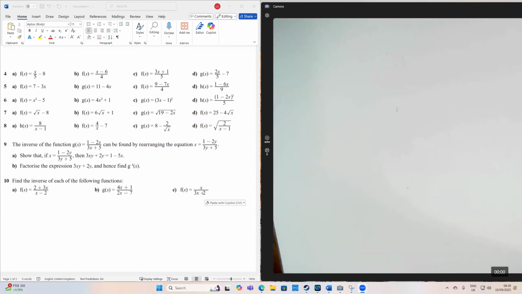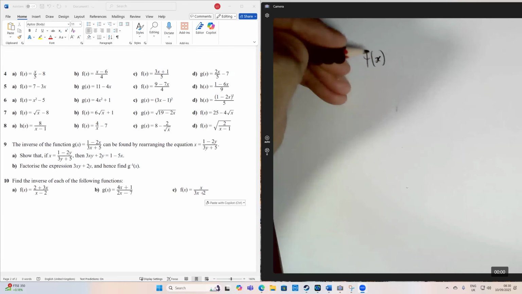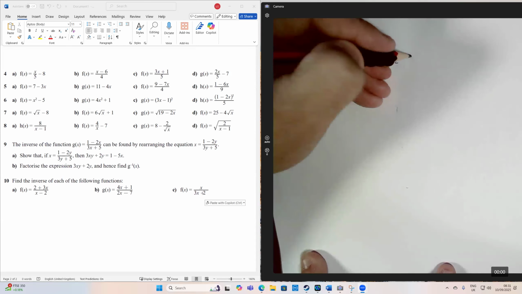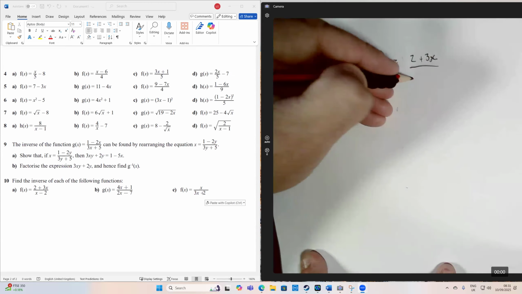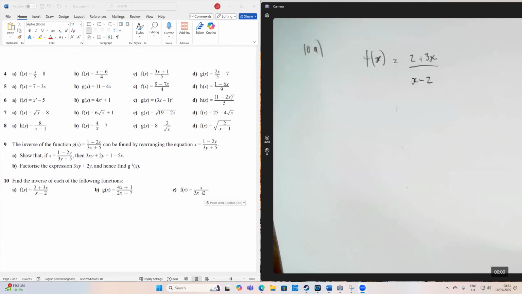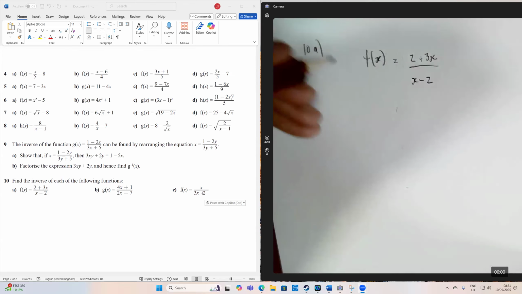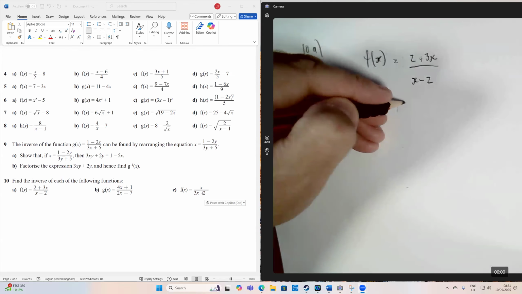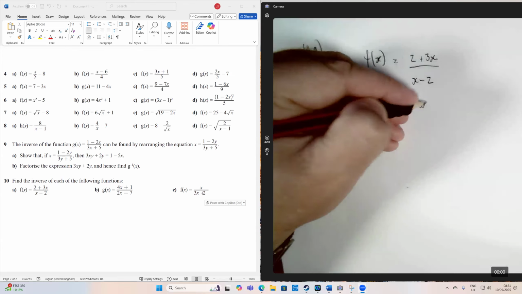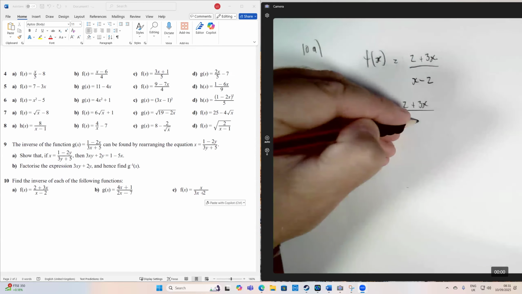So we're going to meet it first here in question 10A, and it's in question 9 as well, actually. But f of x, they're telling us, is equal to 2 add 3x all over x minus 2, and we've got to try and find the inverse of this function. So we'll follow the steps that we've normally been doing.